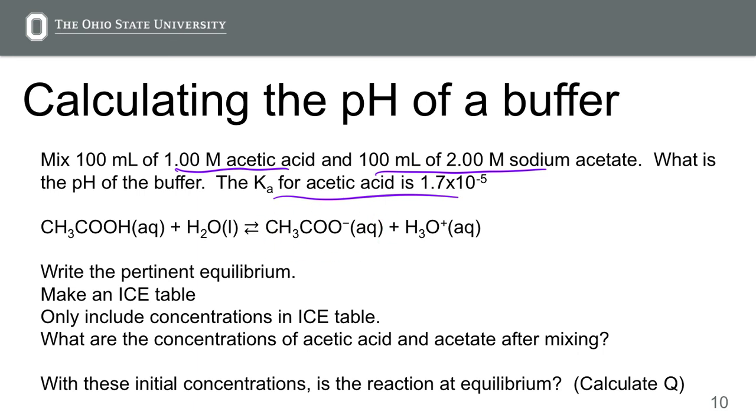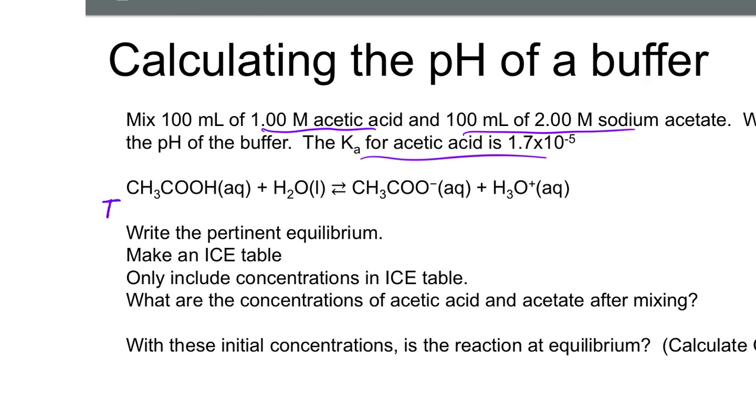Okay? Now you can solve this problem just like we've done with every other weak acid, weak base problem, except now you have an initial concentration of both acetic acid and acetate ion. So there's going to be something here and something here, but not here. The reason I didn't just plop in our concentrations is because we have to mix these two things together, okay? Once you have that, you can set up an ICE table, determine the concentrations of acetic acid and acetate after they mix, and solve.